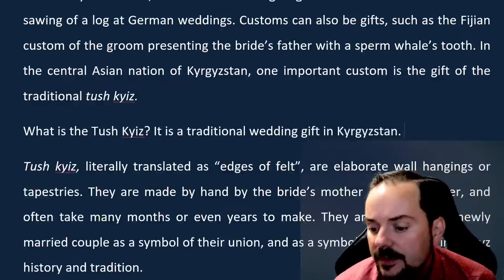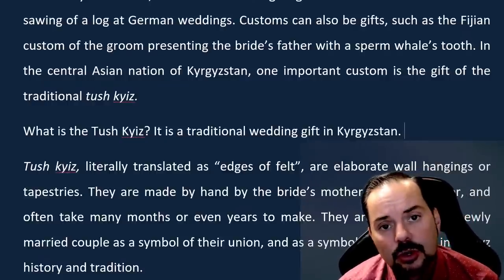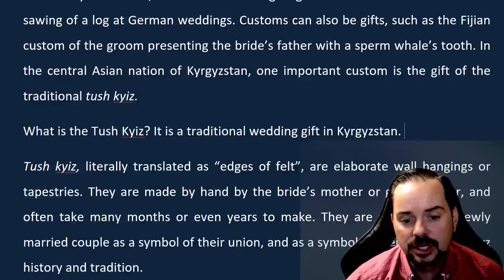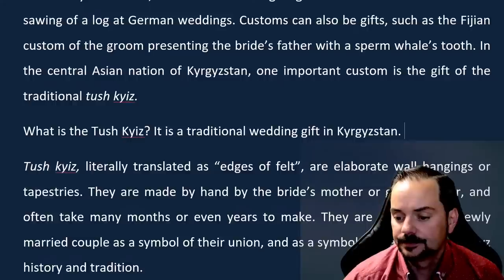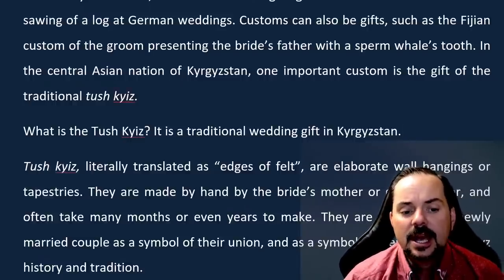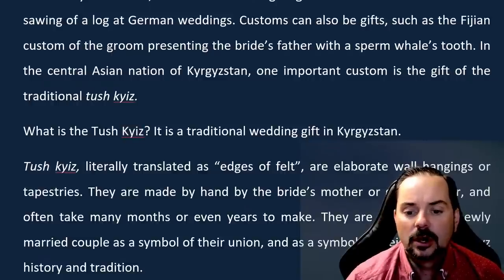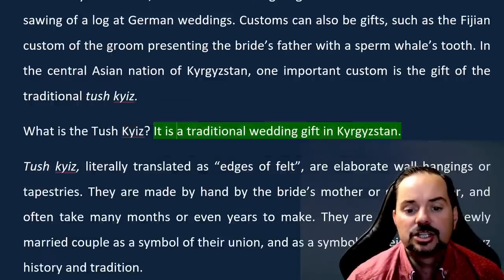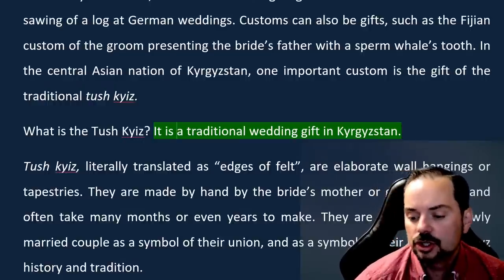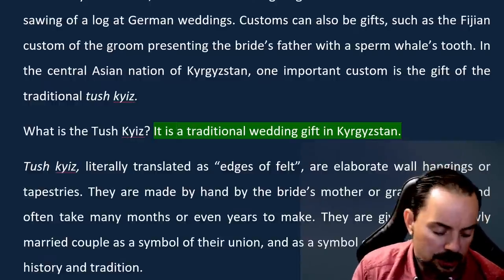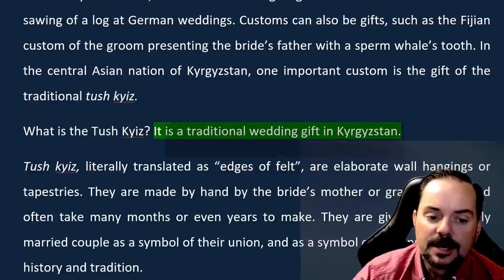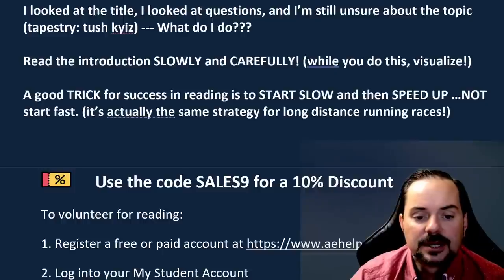Right? Does everybody agree that that is the best answer so far based on the introduction? So it is a traditional wedding gift in Kyrgyzstan. Okay? That's how we should be able to understand that. Now, if you did not understand this key piece of information from the introduction, what should you do? And of course, I'm not just talking about this reading, but any reading that you're doing.